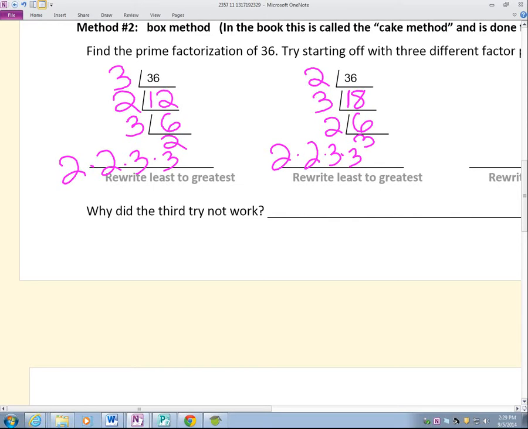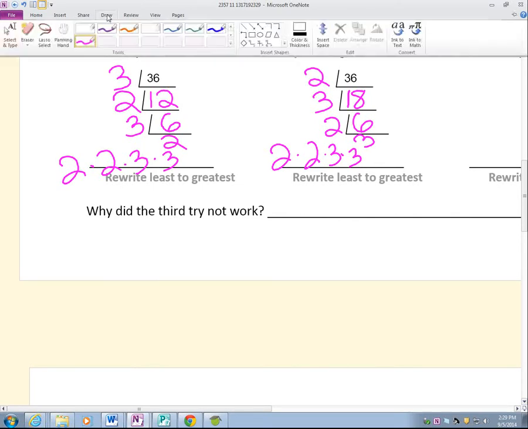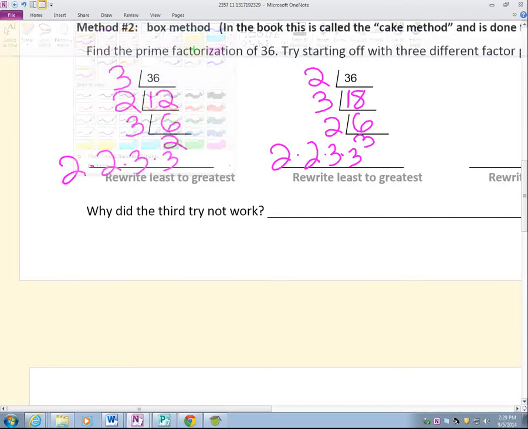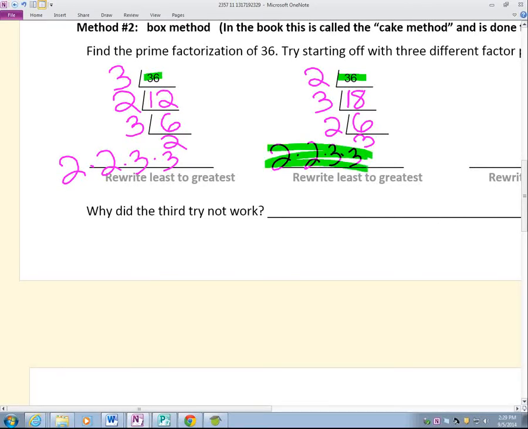It will be the same no matter what. If you have the same number, if you do the box method or the ladder method, you will always come out to that.